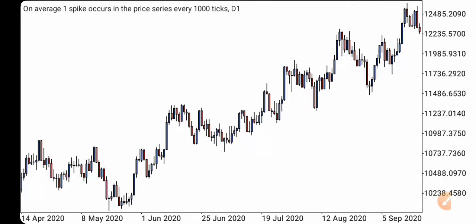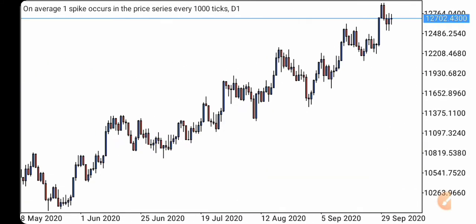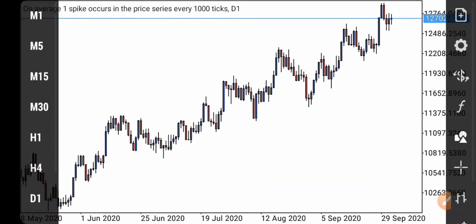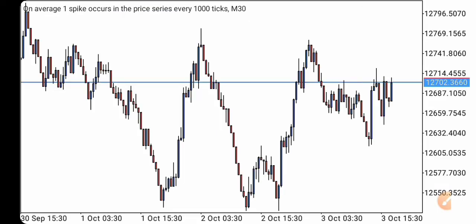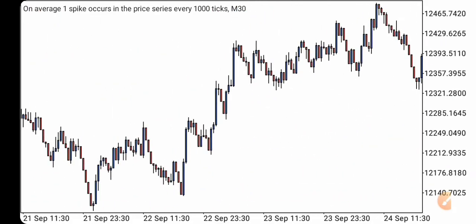Okay, so I see a lot of people make so many mistakes. Some of them will just stay on the 30 minutes time frame to identify support and resistance zones. I tell you, you're doing it all wrong.